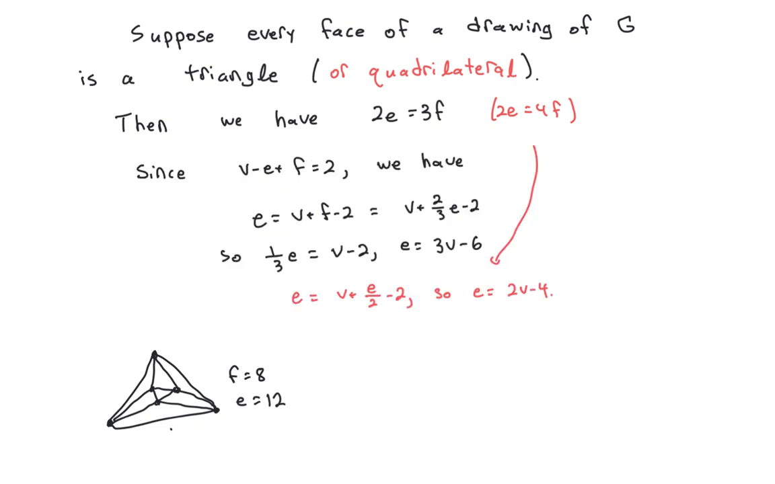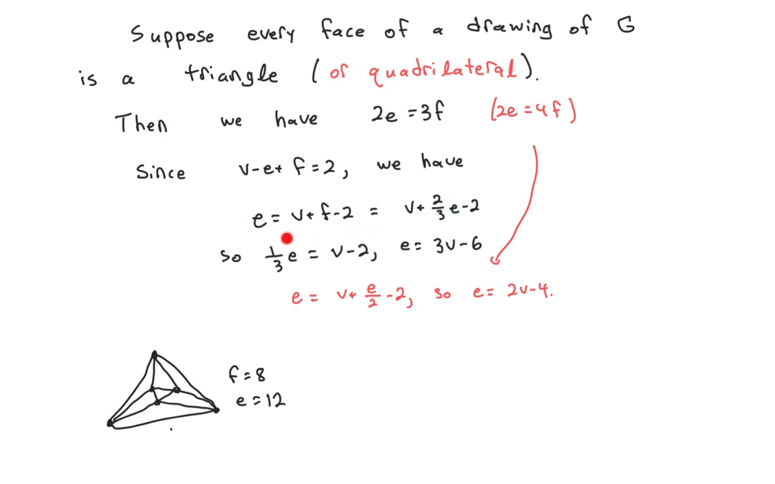So now let's take this equality and see what we can do with it. We know Euler's formula is that the number of vertices minus the number of edges plus the number of faces is equal to 2. And so if I rearrange terms, I see that the number of edges is the number of vertices plus the number of faces minus 2. And since 3 times the number of faces is twice the number of edges, I can replace f with 2/3 the number of edges. And so now I have e on both sides.